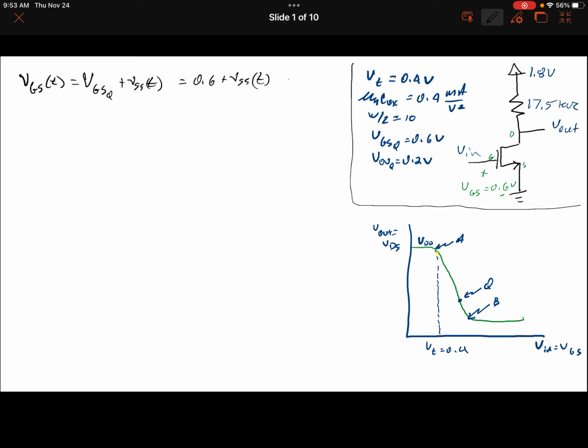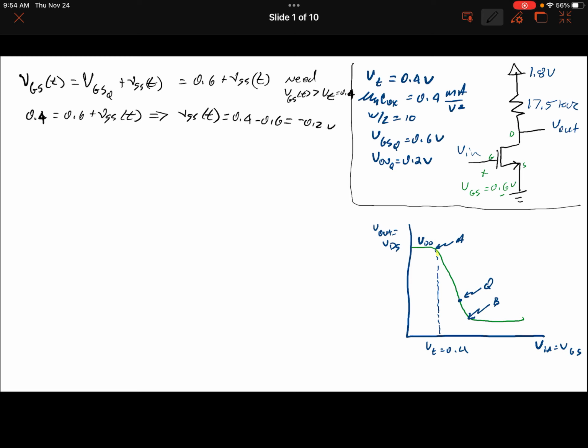And we need to keep VGS greater than VT, which is 0.4 volts. So 0.4 is the limit for this composite voltage. It can't be any less than that. That would equal 0.6 plus little vgs(t), or we could say little vgs(t) can't be any worse than 0.4 minus 0.6, which is negative 0.2. We can't go any more negative.